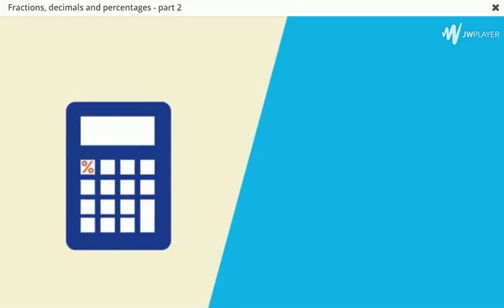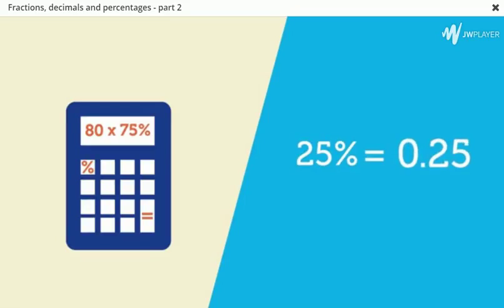If your calculator has a percent key, then you can simply calculate this sum. £80 multiplied by 75% equals, but we could also convert the 75% into a decimal. Remember what we did before. 25% equals 0.25. So 75% would be 0.75. The sum you would need to do would be £80 multiplied by 0.75 equals £60.